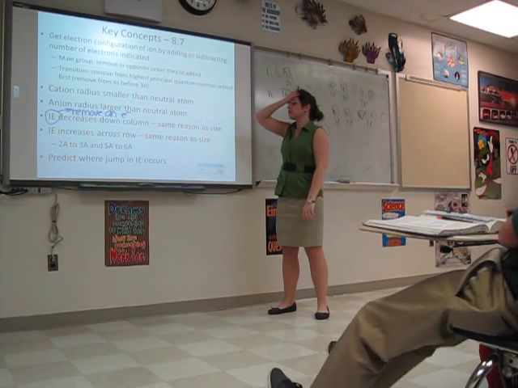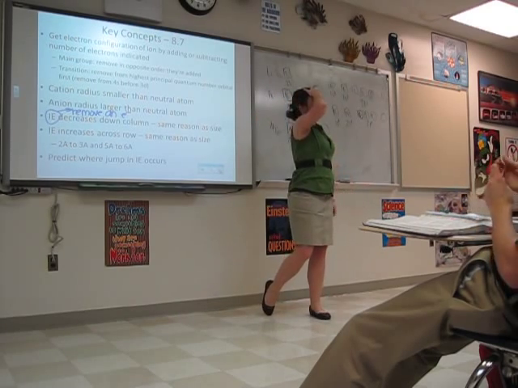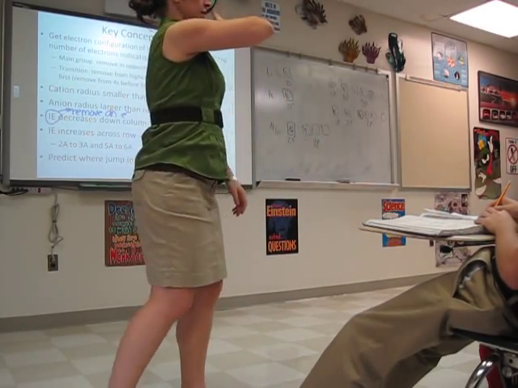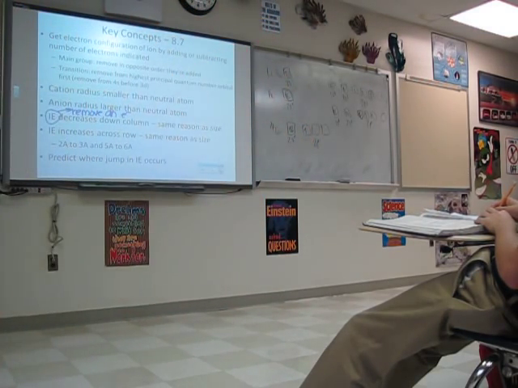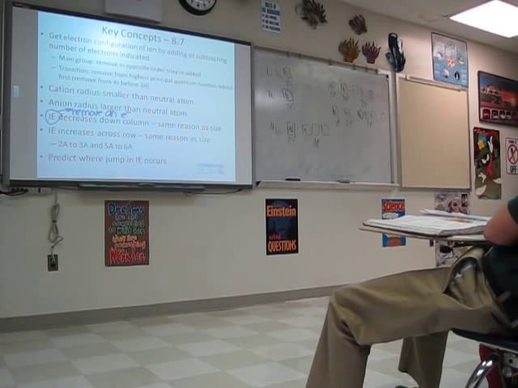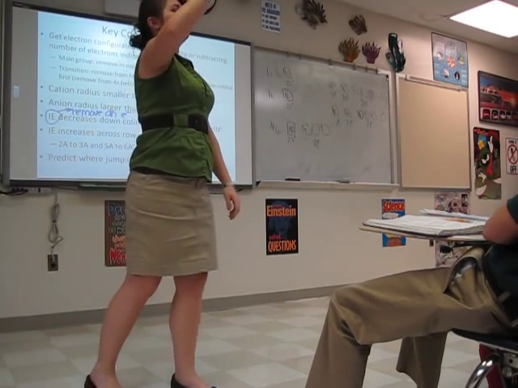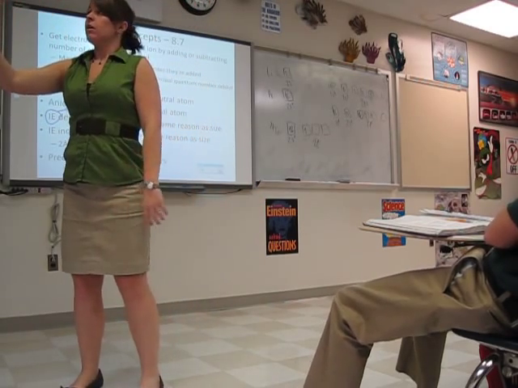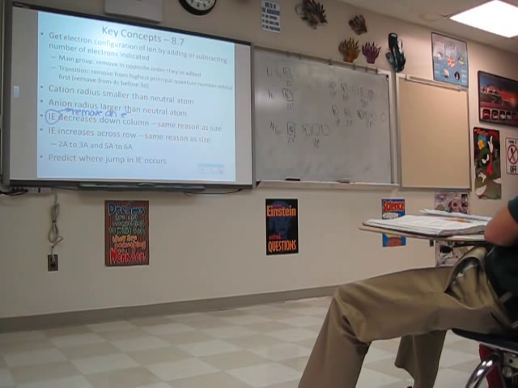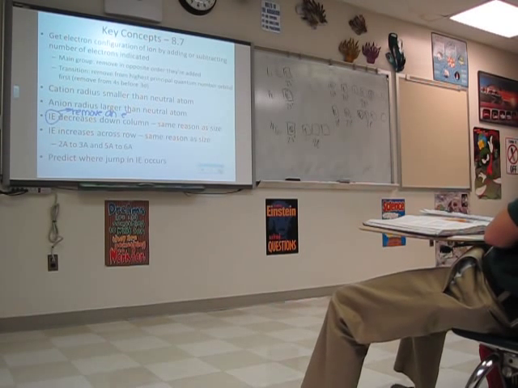Oh, and you should also be able to predict where that jump in ionization energy occurs. So remember we said there's a first ionization energy to take off the first electron and a second to take off the second electron. Let's do sodium. Sodium's going to have a first ionization energy. When you take off that one electron, now it's like a noble gas. Its second ionization energy is going to be way, way higher than its first because it doesn't want to lose another electron after it's like a noble gas. So for all of the first column, there's going to be a jump between the first ionization energy and the second.